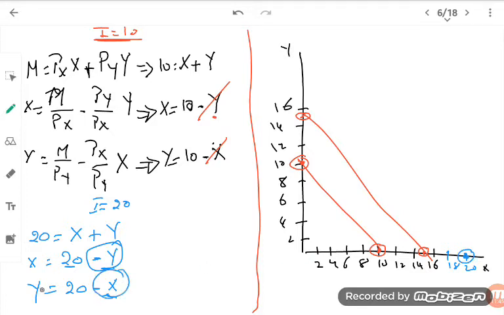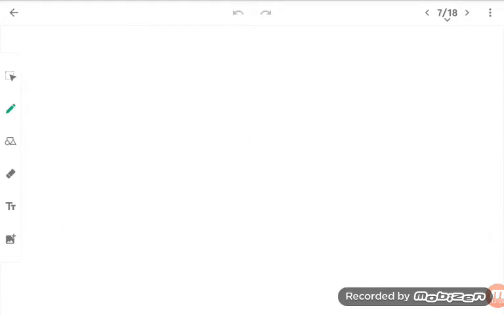Here 0 and 20y, and 20y. Connect the 2 points together. This is the new budget line in our case. Okay, this is scenario number 1. What about scenario number 2?